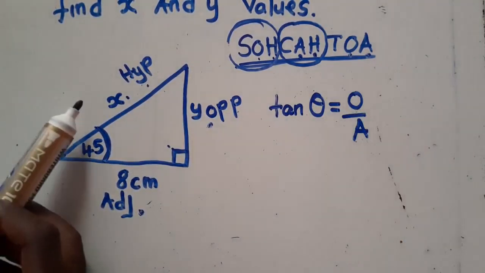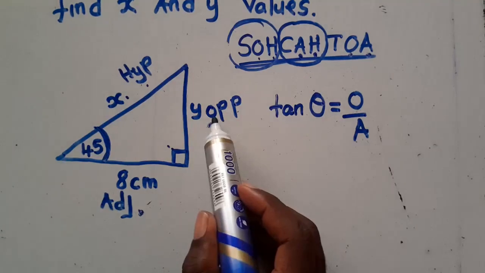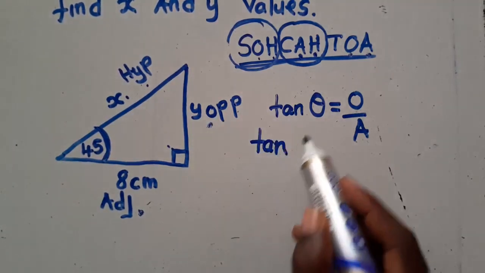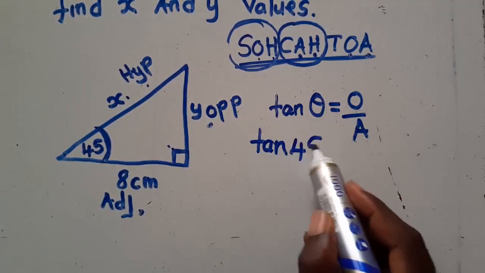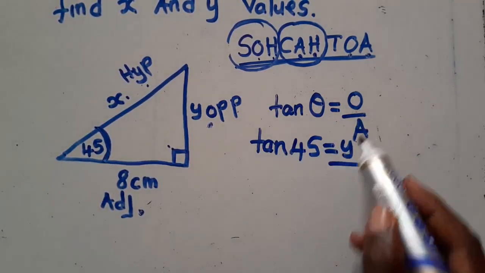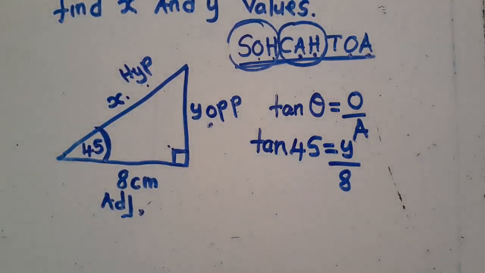This is the value of x. So don't consider it as if it is given, because you've just found it. So adjacent is here and opposite is what we want to find. So you say tan theta, which is 45, is equal to, what is the opposite? Opposite is y over, what is adjacent? Adjacent is 8.